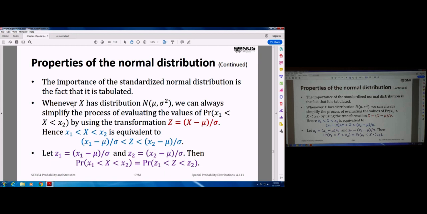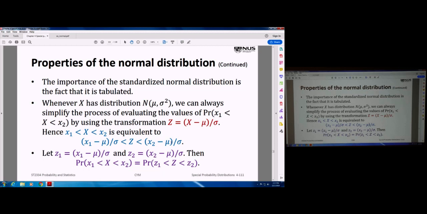Whenever X is normal with mean mu and variance sigma squared, and we want to compute the probability that capital X lies between two values, little x1 and little x2, by using this transformation, I can get at the probability by using the standard Gaussian. So what does that mean? If I'm interested in capital X being between little x1 and little x2, if I subtract mu from all sides of this inequality, I'll get x1 minus mu, X minus mu, x2 minus mu. If I divide all the sides by sigma, I'll get x1 minus mu over sigma less than Z, which is this thing, less than this.